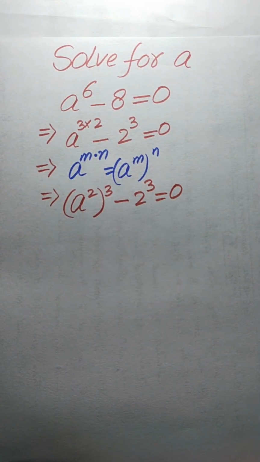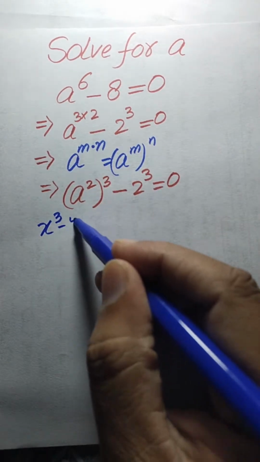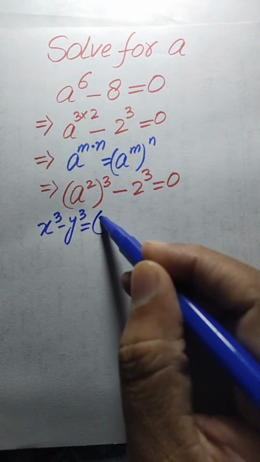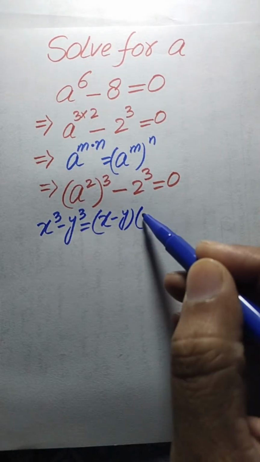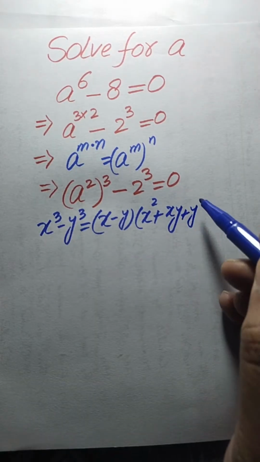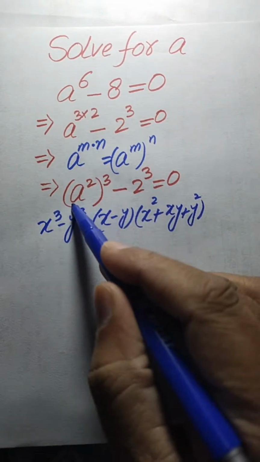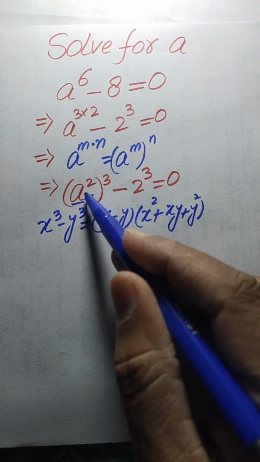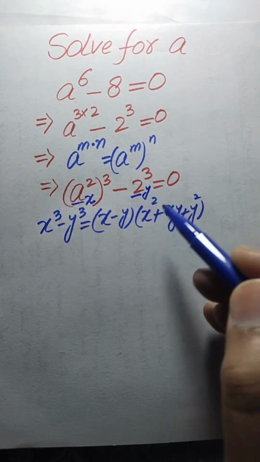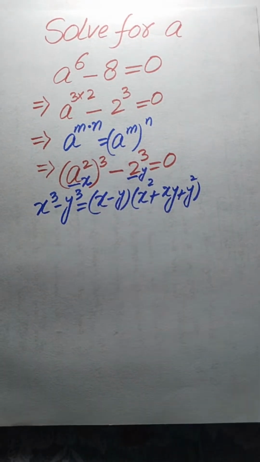And now in the next step, we need to use the nice cubic formula. You know about that: x cubed minus y cubed is equal to x minus y times x square plus xy plus y square. So according to this cubic formula, you see the base of this term is our x, that is a square, and the base of this term is our y, and that is 2. So we just apply this nice cubic formula to the above equation.